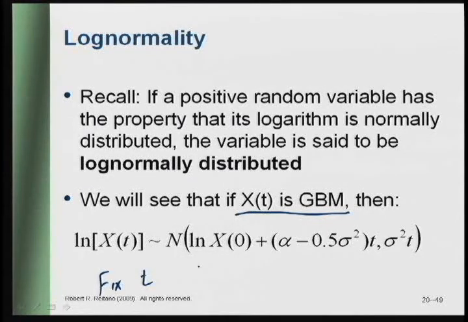They have a mean that reflects the starting point. Notice the alpha minus a half sigma squared shift. We discussed that in an earlier module. And we have, again, the familiar sigma squared t variance term.